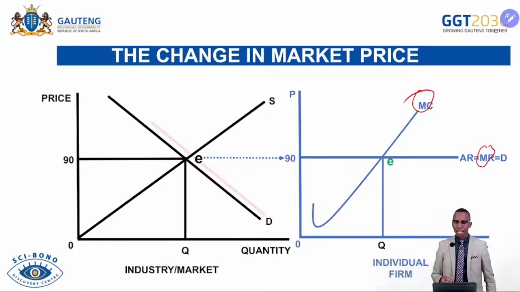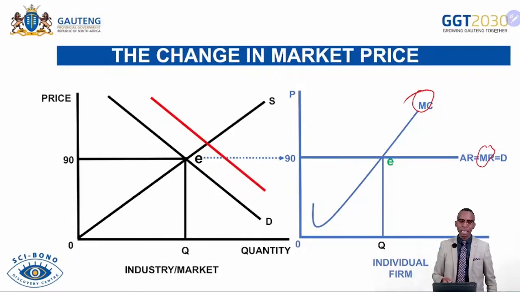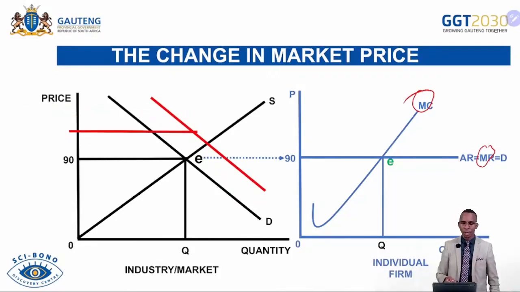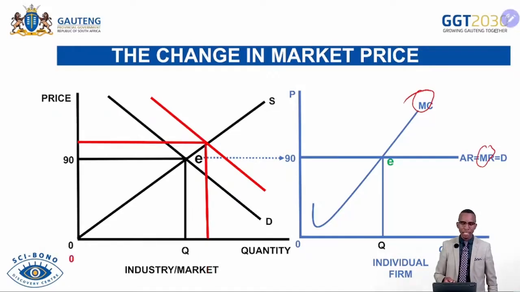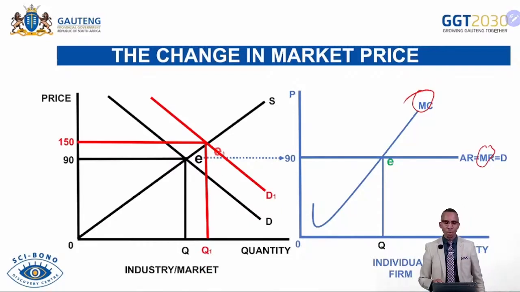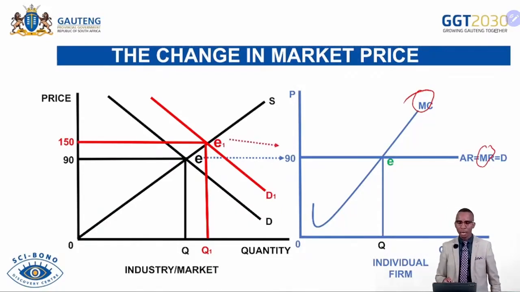And then let's see new changes. The demand increases, which shifts the demand curve to the right. There we connect again. There will be a new price determined in there. The price is now 150 at the quantity of Q1. That is our D1. And then there's a new equilibrium, which is E1. And then what will happen? The firm has to take the price again as it is.